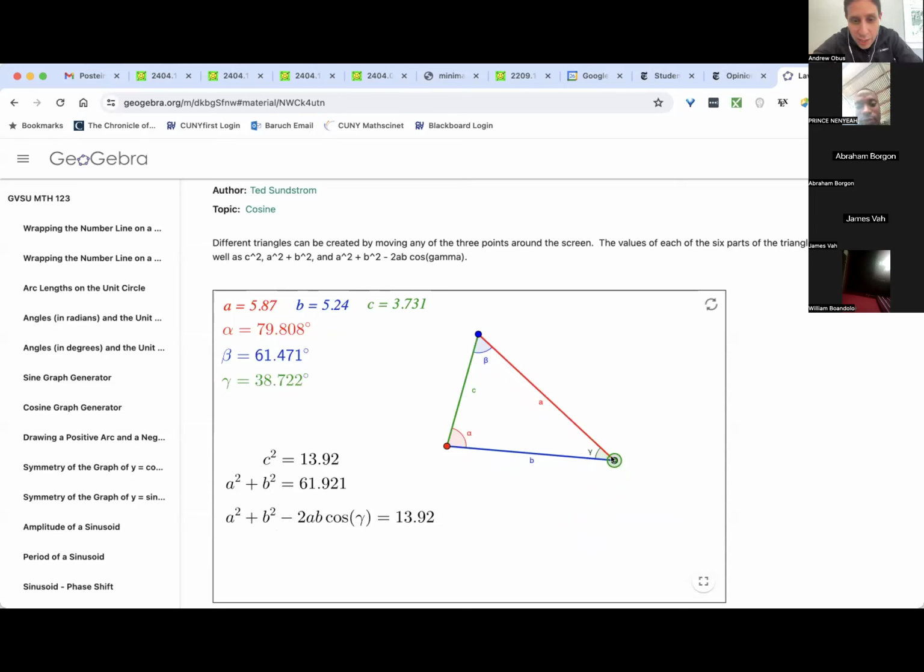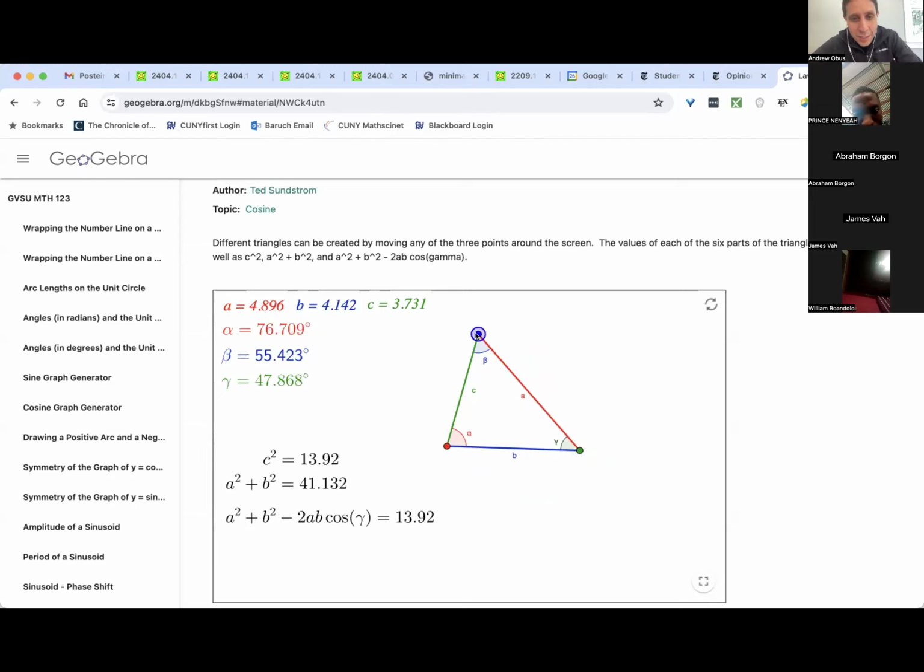But whenever I stretch them, I'm also changing the angle between them. And so it turns out that this expression over here, a squared plus b squared minus 2ab cosine gamma, is always the same, no matter how I move this point. It's always going to be 13.92 over here, as long as I'm leaving side C fixed.